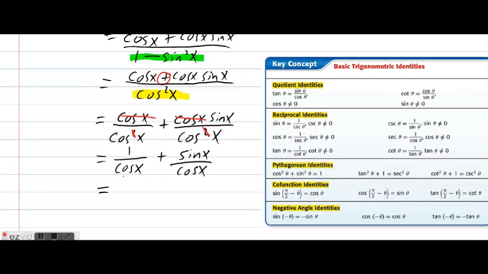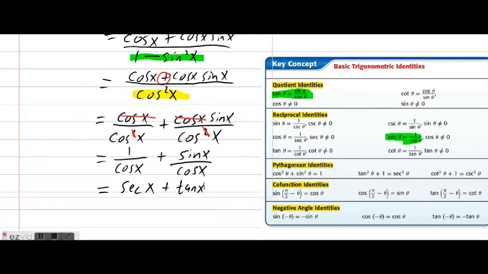One over cosine of x. Where do we have this? 1 over cosine is equal to secant. So secant of x plus sine of x over cosine of x is equal to tangent. So plus tangent of x.